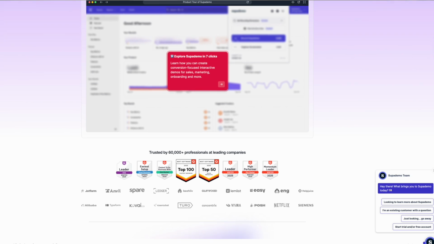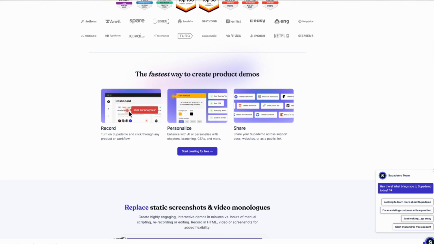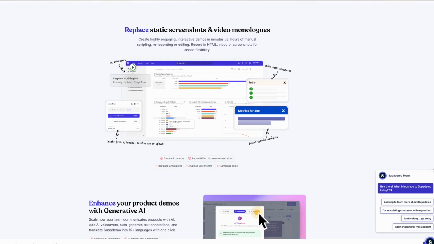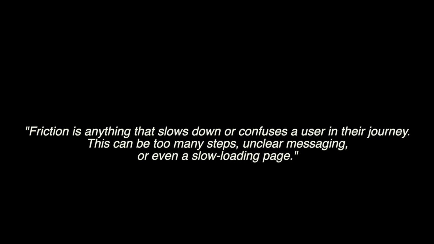Now, over the past 5 years or so, I reviewed hundreds of SaaS-based, mostly B2B websites. I wanted to share some of the best practices and some of the worst practices on that matter, and how to raise the conversions of your funnels and reduce churn. First, what is friction? Well, friction is essentially anything that slows down or confuses a user in their journey.